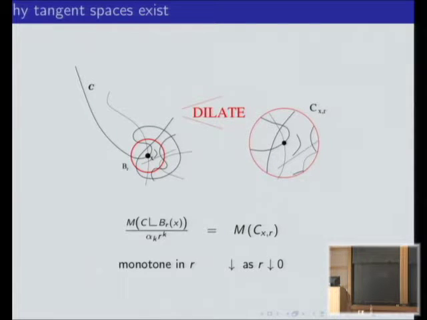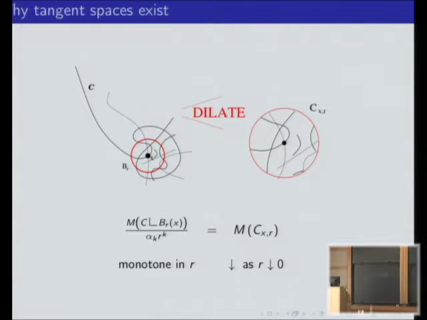Now you can prove, both in the setting of mass minimizers and in the setting of calibrated or semi-calibrated currents, that this mass ratio is monotone in r. When r goes to zero, this thing is weakly decreasing. And this gives you uniform bounds on the masses of what you have on the right there, so that you can pass to the limit by the compactness theorem that I mentioned in the beginning. So you can make sense of a limit up to extracting a subsequence.